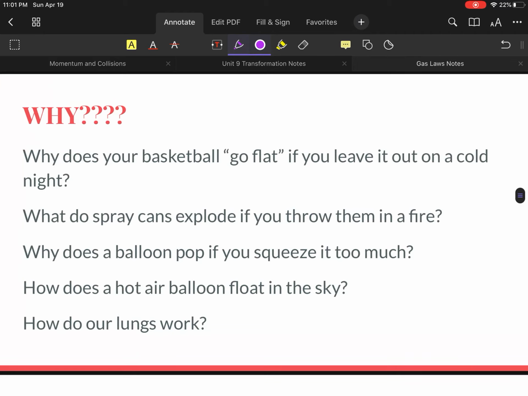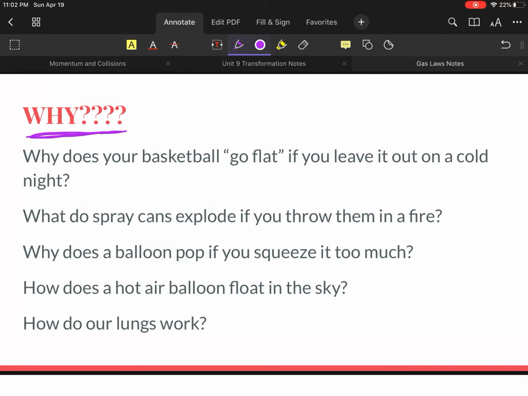So just a few of the things that you collected some data on yesterday were the gas laws. And these gas laws help answer the question why, for a lot of things. So like if you play basketball or soccer or any kind of sport where you might leave your ball outside overnight and it's chilly, if you go get it the next day, you might notice that it's gone a little bit flat, right? So it seems like the air left.